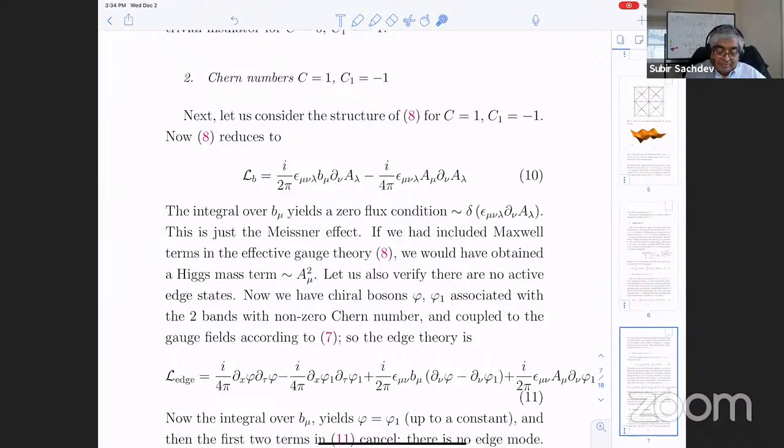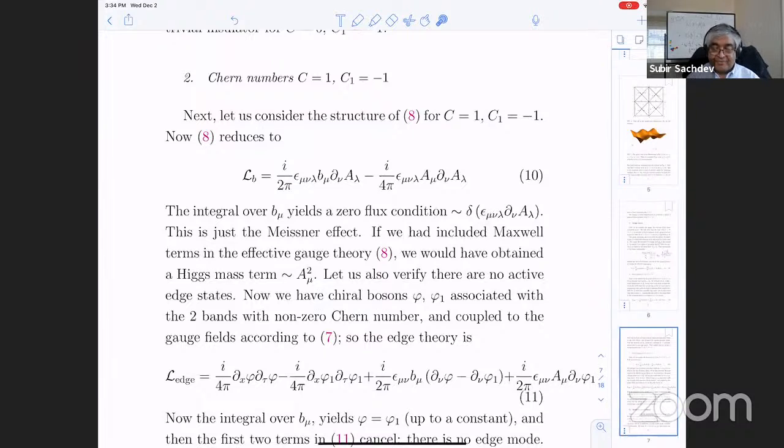So now I do the integral over B. And what does that tell me? Well, the answer depends on the flux. The integral gives me a delta function. It tells me a delta function of the electromagnetic field. Well, that's just another word for the Meissner effect, that the magnetic field has to be 0. Otherwise the partition function is just 0. So you just get a delta function of the external field. That's the very simple answer.